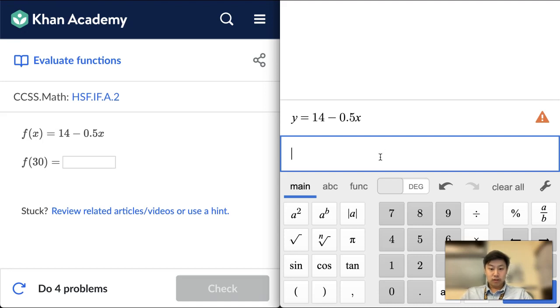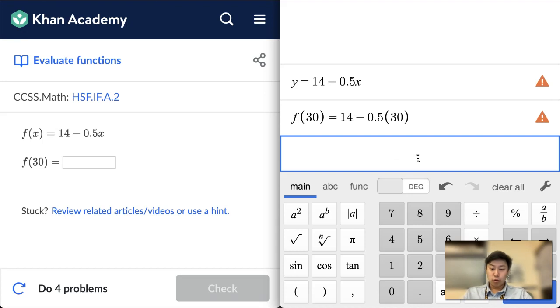So f of 30 is going to be equal to 14 minus 0.5 times x. Notice how I left the empty parentheses here. I'm going to replace it with whatever the x value is. So in this case, it's f of 30, so it's going to be 14 minus 0.5 times 30. Right? So let's evaluate what it is.